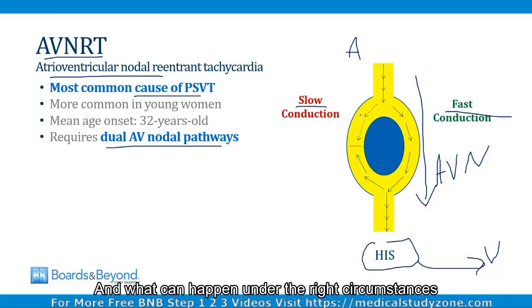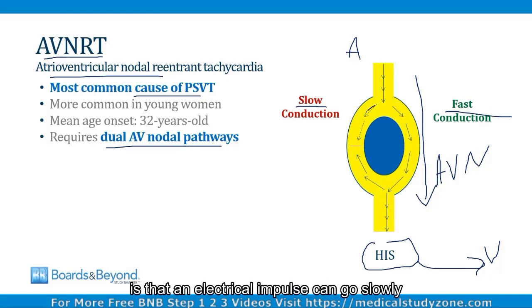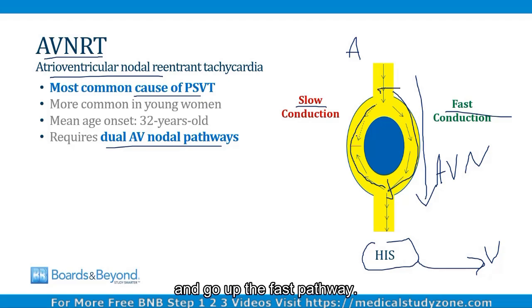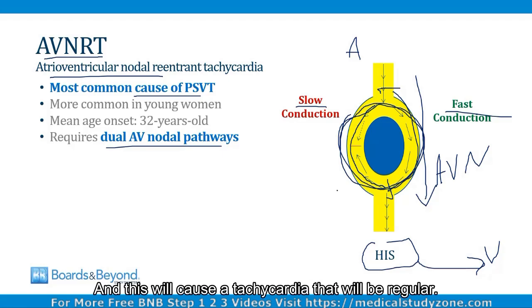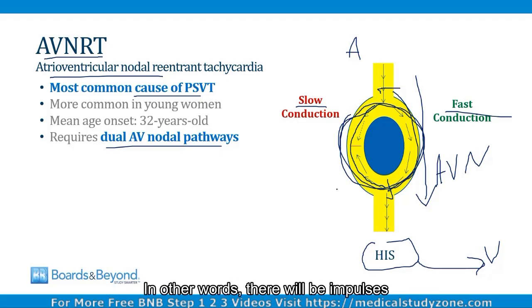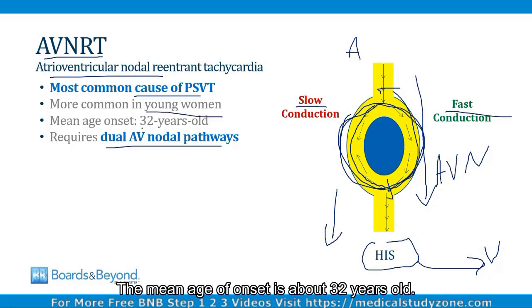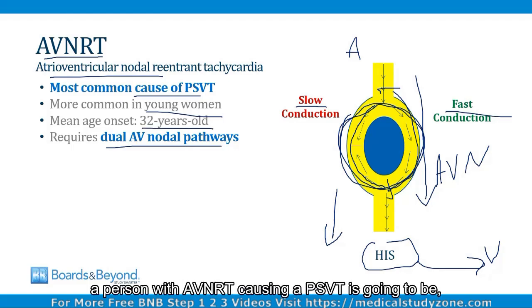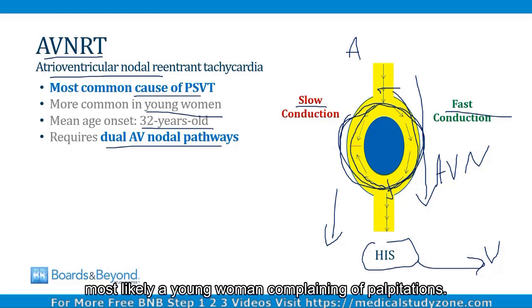What can happen under the right circumstances is that an electrical impulse can go slowly down the slow pathway and then find the fast pathway and go up the fast pathway. And this can create a circuit going around and around like this. This will cause a tachycardia that will be regular. In other words, there will be impulses traveling down to the ventricle that are fast and tachycardic and that occur at regular intervals. And this is most common in young women. The mean age of onset is about 32 years old. So in a board question, a person with AVNRT causing a PSVT is going to be most likely a young woman complaining of palpitations.